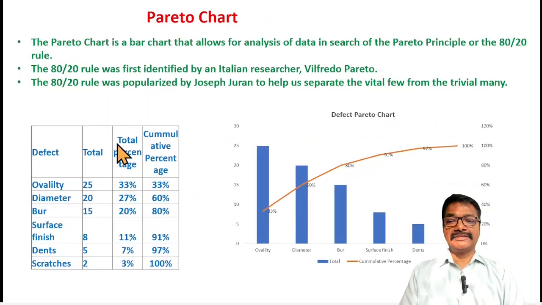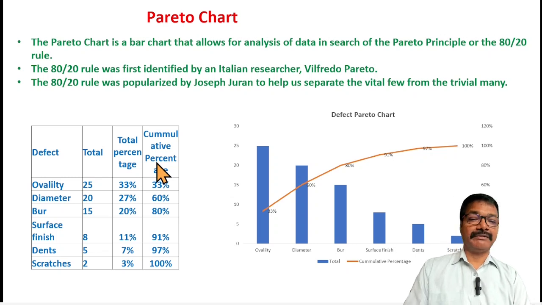Here an example is shown: defect, ovality, diameter, burr, surface finish. These are the defects. How much quantity is related to each defect is mentioned here. The percentage of defect, how is the percentage calculated? You can get the total, and each individual can be divided by the total into 100, that is the percentage, and then the cumulative. So how will the cumulative be added? This is 33, then 33 plus 27 is 60, again 60 plus 20 is 80. This is how the cumulative will be calculated.